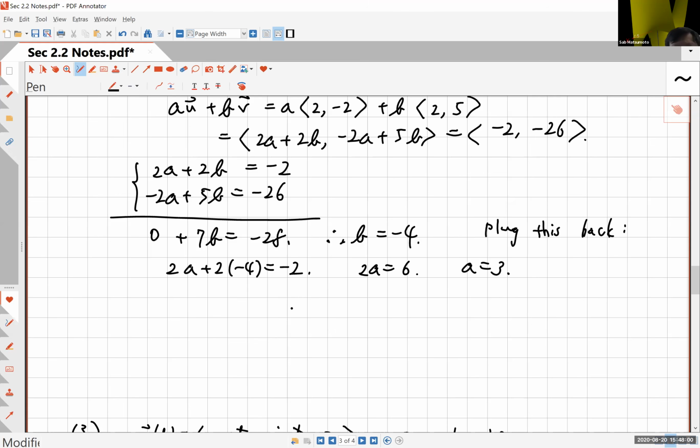Okay, so this tells me then -2, -26 is this vector, which is the linear combination of 3 times the first one minus 4 times the second one. And that is the answer to that question. And you will have something similar on your homework, I believe.